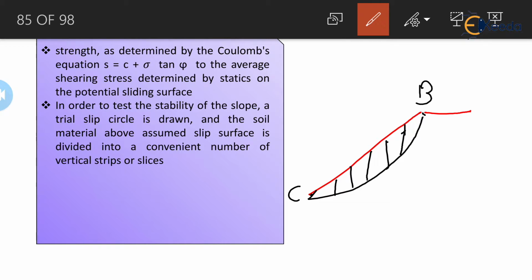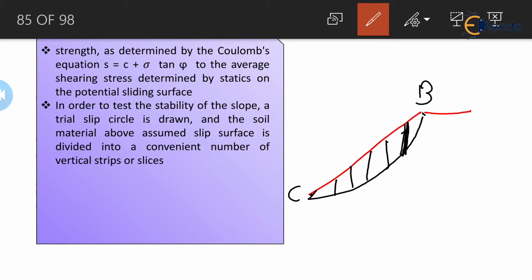So when you divide this, the forces between the slices are going to be neglected, and each slice is assumed to act independently as a column of soil of unit thickness and width b. So this slice will act independently, as a column of soil of unit thickness and width equal to b.